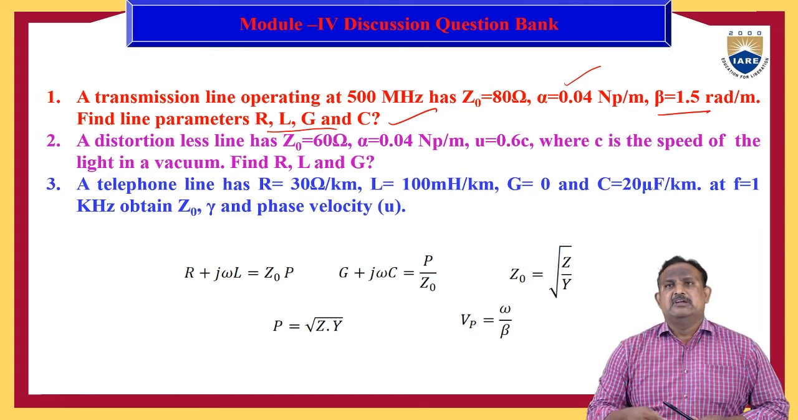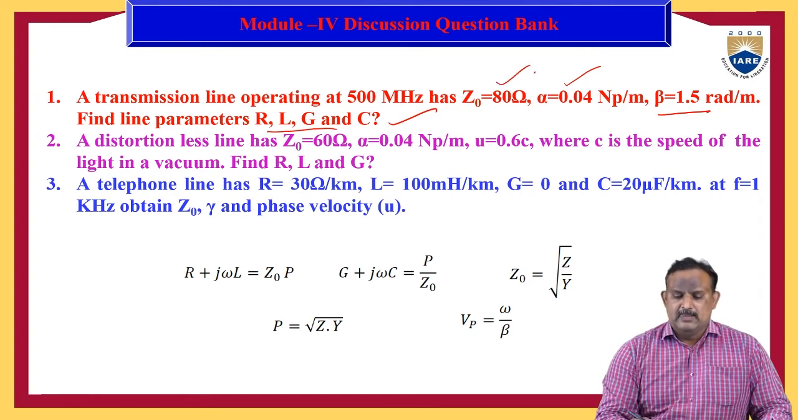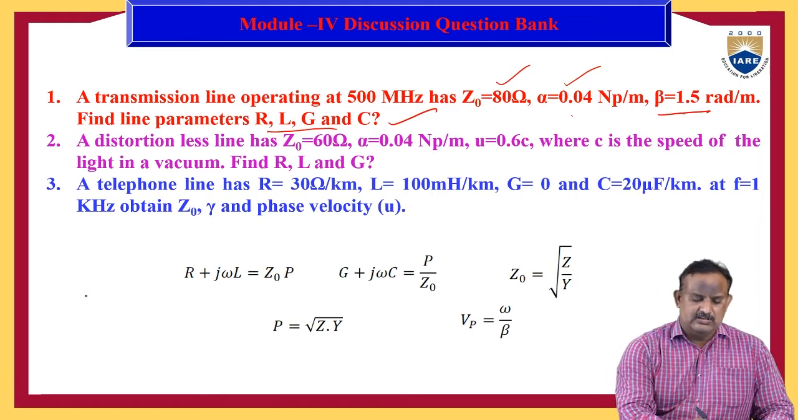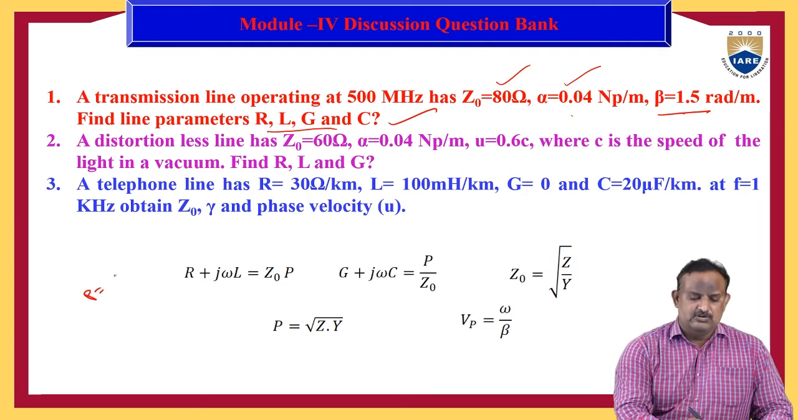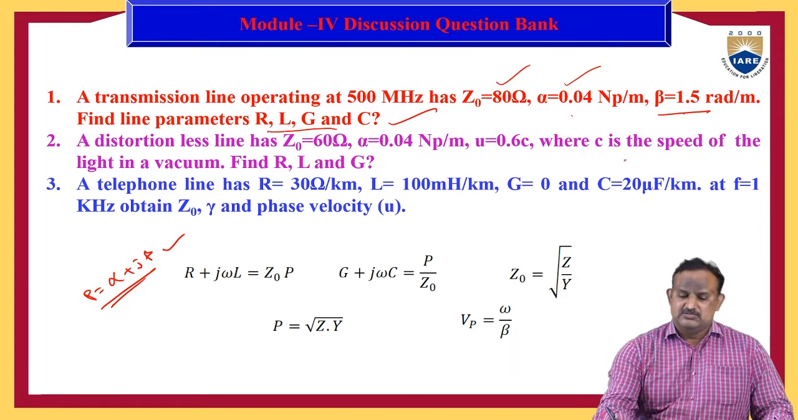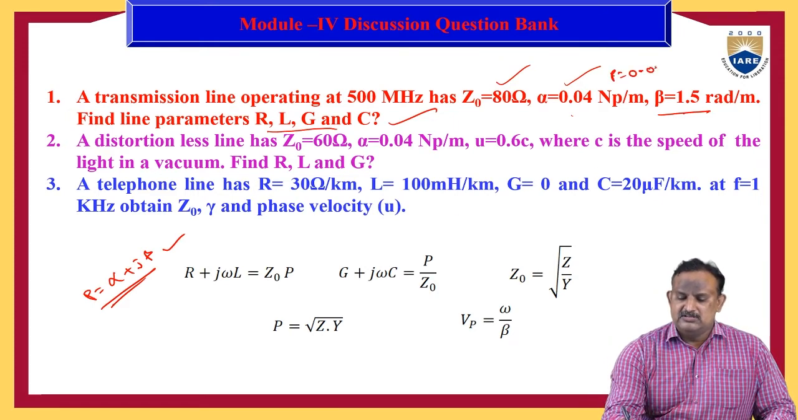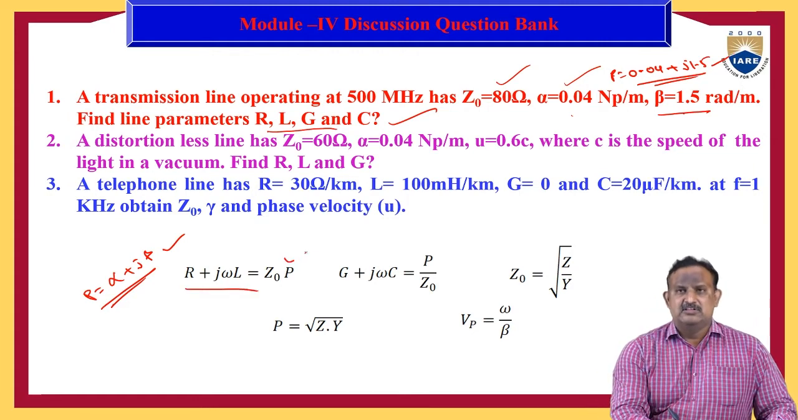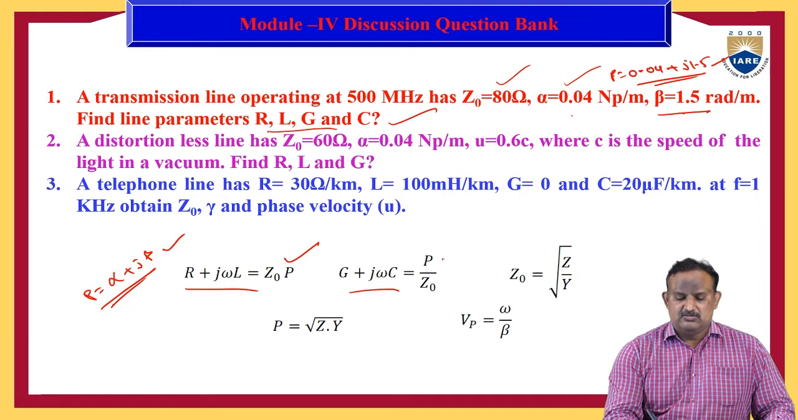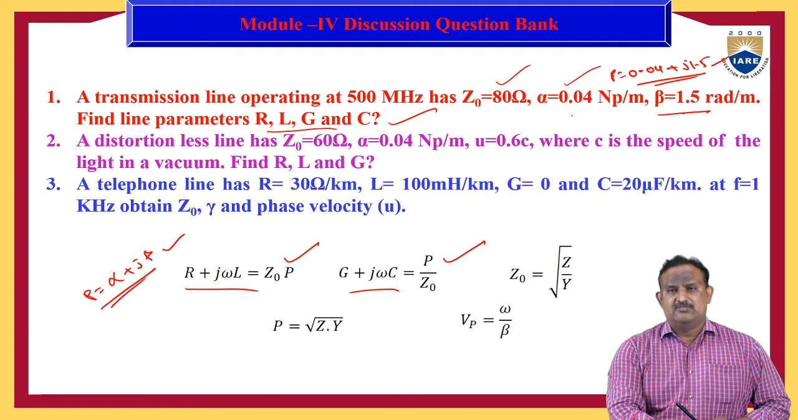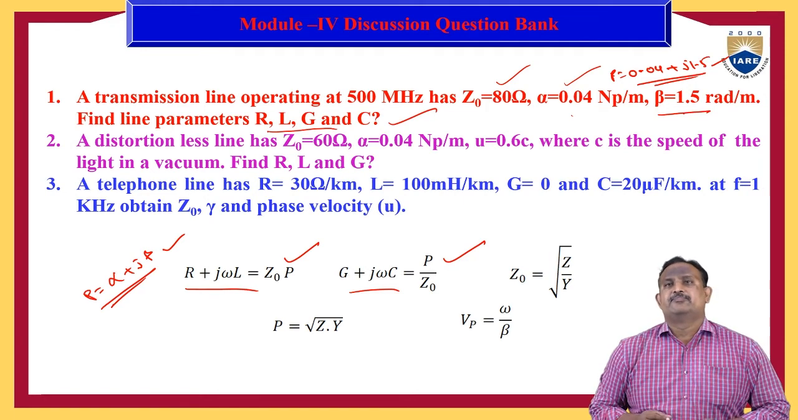So here, Z0 is given, alpha value is given, and beta value is given. Using these, we can write the expression for the propagation constant. P is equal to alpha plus j beta. So here P is nothing but 0.04 plus j into 1.5. This is the P value. Then we have R plus j omega L equal to Z0 into P, and G plus j omega C is equal to P by Z0. By using these two formulas, we can find the R value, L value, G value, and C value.